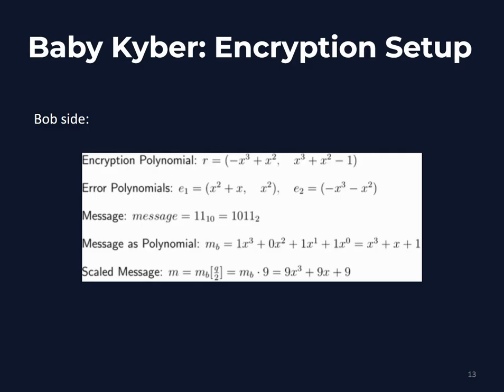Before performing encryption, the message polynomial M must be scaled up. This scaling is done by multiplying M with Q/2, which is the integer closest to Q/2. The reason for this scaling is that the polynomial's coefficients need to be sufficiently large. During decryption, this separation allows Alice to correctly distinguish the message from noise, which we'll see in the decryption step.